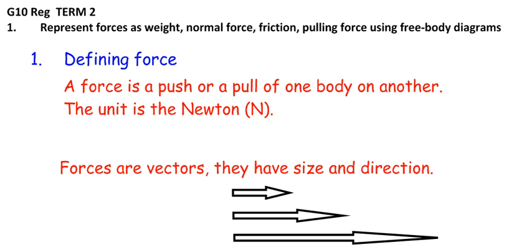Forces are vector quantities. They are fully defined by having size and direction. They're usually represented by an arrow. The length of the arrow is an indication of its size. The longer the arrow, the greater the size of the force. And the direction of the arrow signifies the direction of the force. So, for example, the force could be acting in the opposite direction.